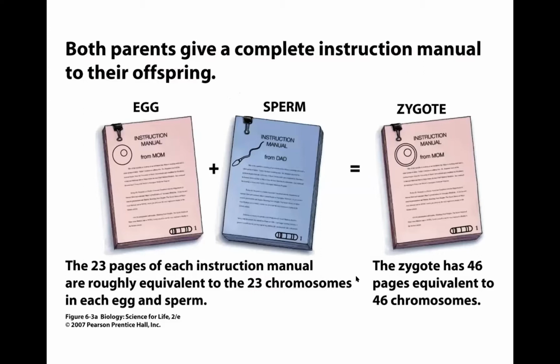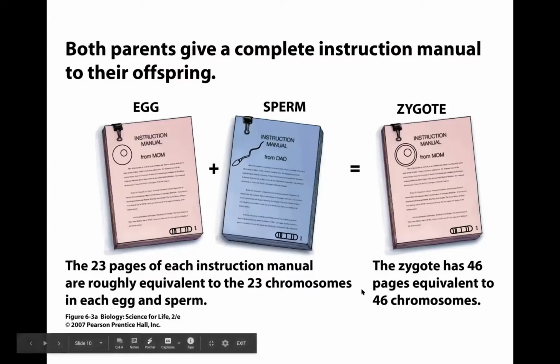Both parents give a complete instructional manual to their offspring. The egg, which comes from the mom, and the sperm, which comes from the dad, equal the zygote. The 23 pages of each instructional manual are roughly equivalent to the 23 chromosomes in each egg and sperm, equaling the zygote, which is going to have 46 pages, 46 chromosomes.